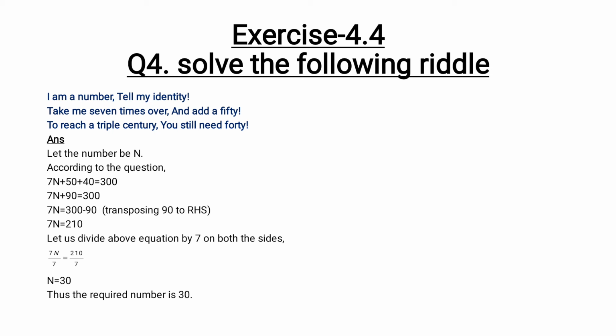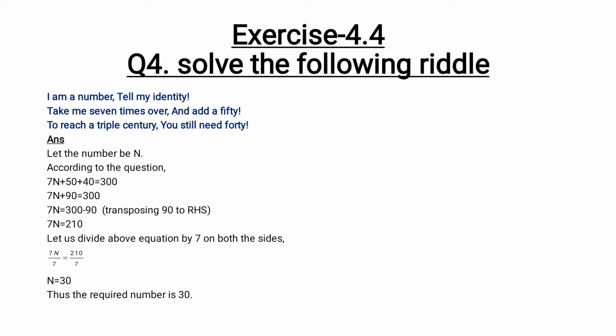Here let us divide the above equation by 7 on both the sides. Thus by dividing the above equation by 7 we get the value of n as 30. So we can say that the required number is 30.